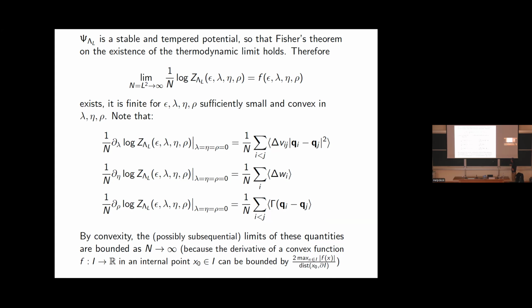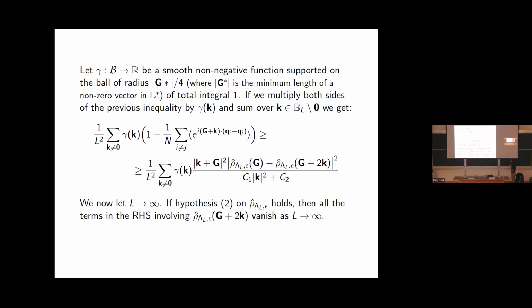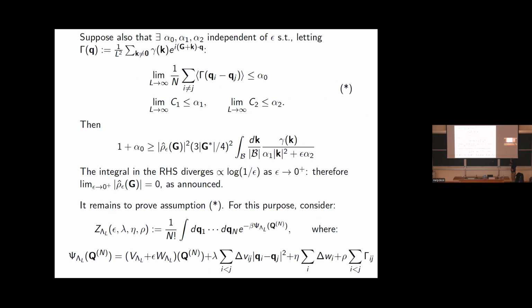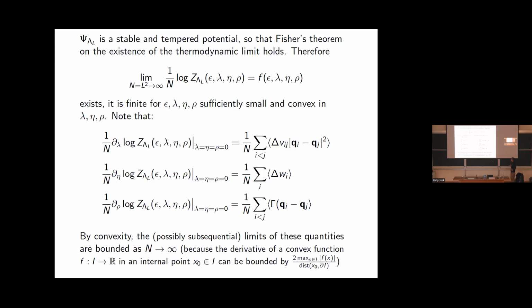So notice that this is what I was mentioning. If you take the derivative of the normalized log with respect to lambda or eta or rho, and after the derivative you set the auxiliary parameters to 0, you reproduce exactly the averages that enter the definitions of C1, C2, and this combination here that appears. So the derivatives of the normalized log reproduce exactly the objects we want. So we want to say that in the thermodynamic limit, these are bounded uniformly in n.